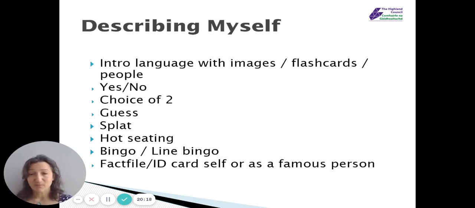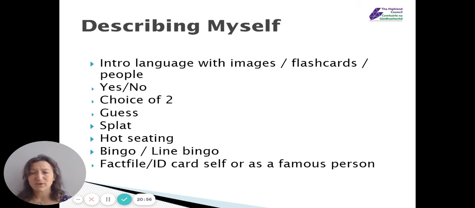Hot seating, now it might be where you get children up at the front and you ask them a question and they have to respond. Bingo, quite simply, the children can have a whiteboard and draw a simple grid, and they can either write words in it or pictures, in English or in French. You would say an expression, j'ai les yeux verts, and if they have it, they cross it off. You can also turn that into Pictionary, where you say an expression and they just have to draw it and write the colour to show they've understood it.